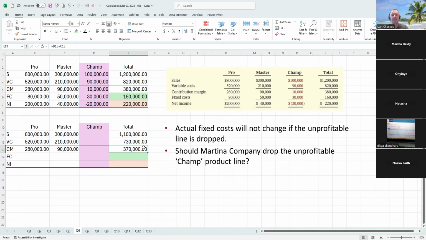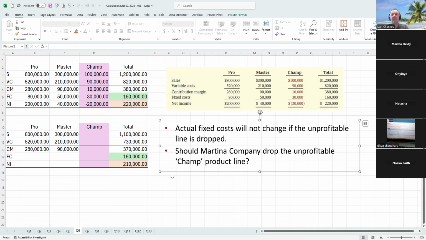Are you guys with me? Yes, we are. So what's going to happen with the fixed cost? The actual fixed cost is not going to change. That's correct. So how much will my fixed cost be now? Same, 160. So where am I now? This one minus 160, 210. Does that improve my situation? No, it hasn't.